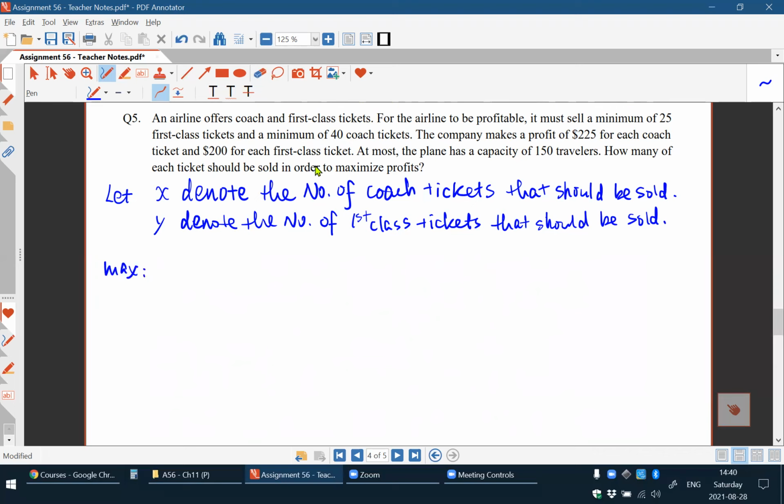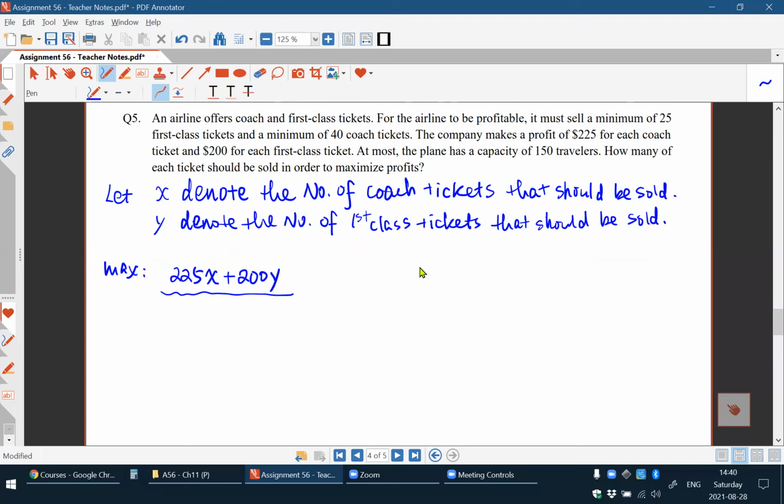So for each coach ticket, we make $225. We have X coach tickets. So from the coach tickets, we can make a profit of this number. And for the first class tickets, each ticket we can make a 200 profit, right? We have Y tickets. So profit from the first class ticket is 200 Y. So basically, we want to maximize the total profit here, right? This is our target.